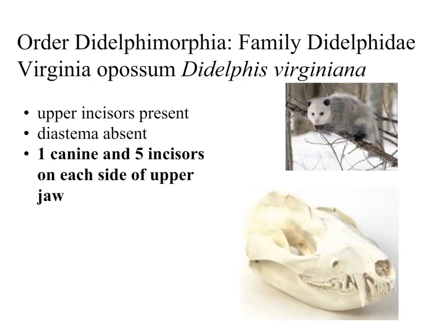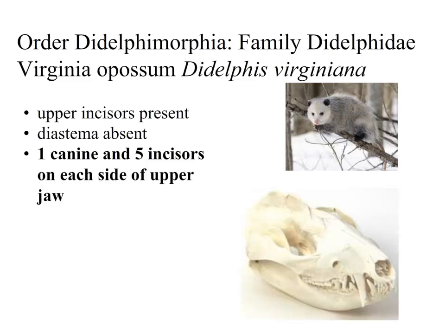And last, a completely different family. We're going to end up with the Virginia opossum. Now, this is interesting. We still have those typical incisors present, but what's interesting is the number of them. So we've got one canine and five incisors on each jaw, so we can see characterized at the anterior a lot of very small but numerous teeth. But the structure of the skull is radically different.